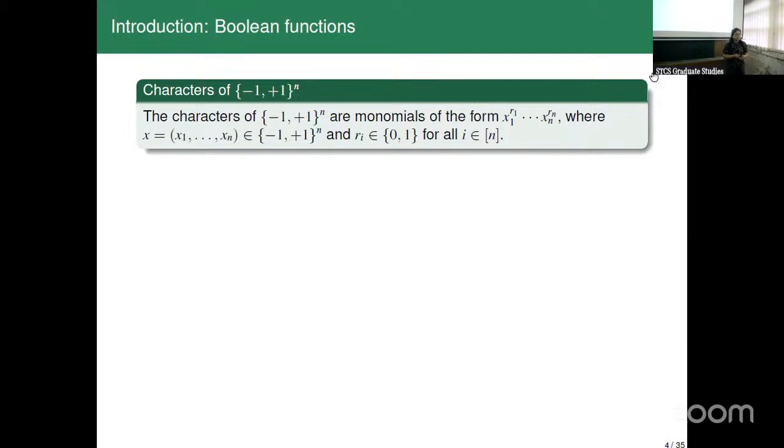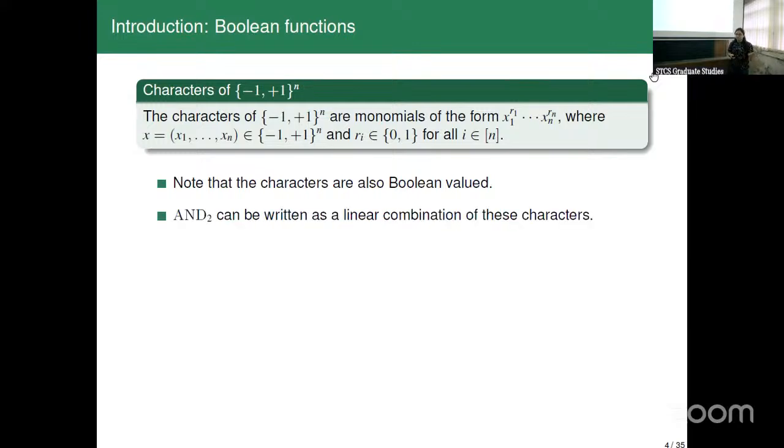So now I'll define characters. The characters are monomials of the form x1 to the power r1, until xn to the power rn, where x is equal to (x1, x2, ..., xn) from {-1, +1} to the power n, and the ri's are from {0, 1}. As you can see, these characters also are Boolean valued. They also take the values either -1 or +1.